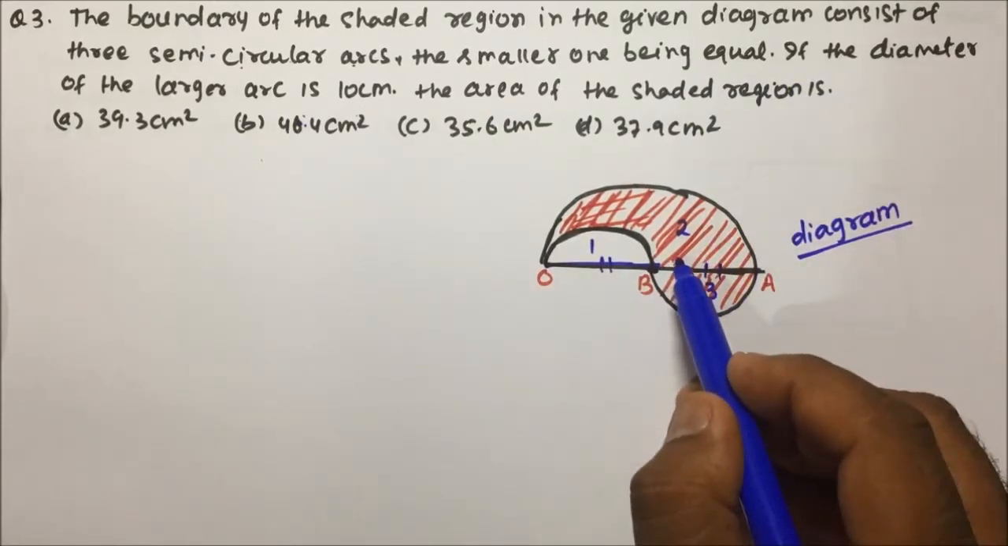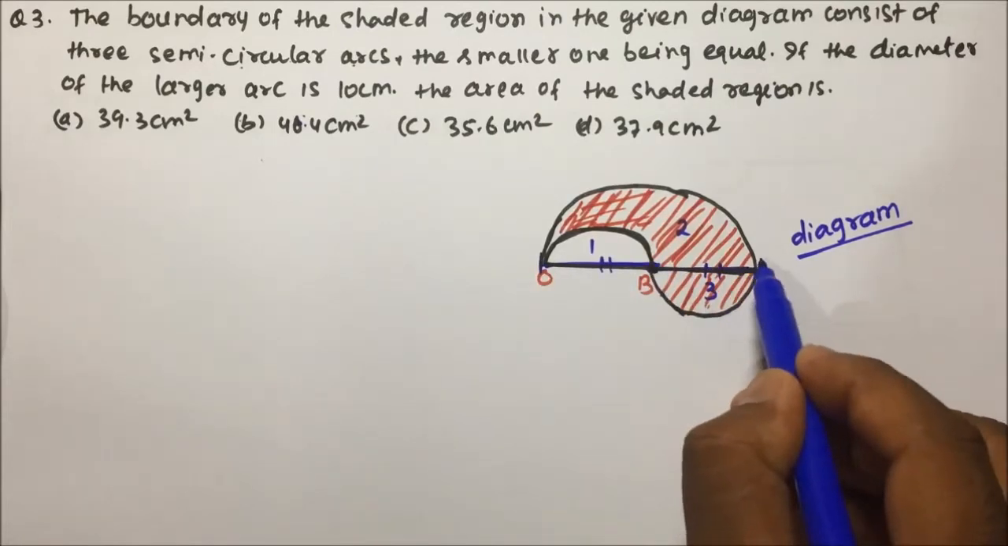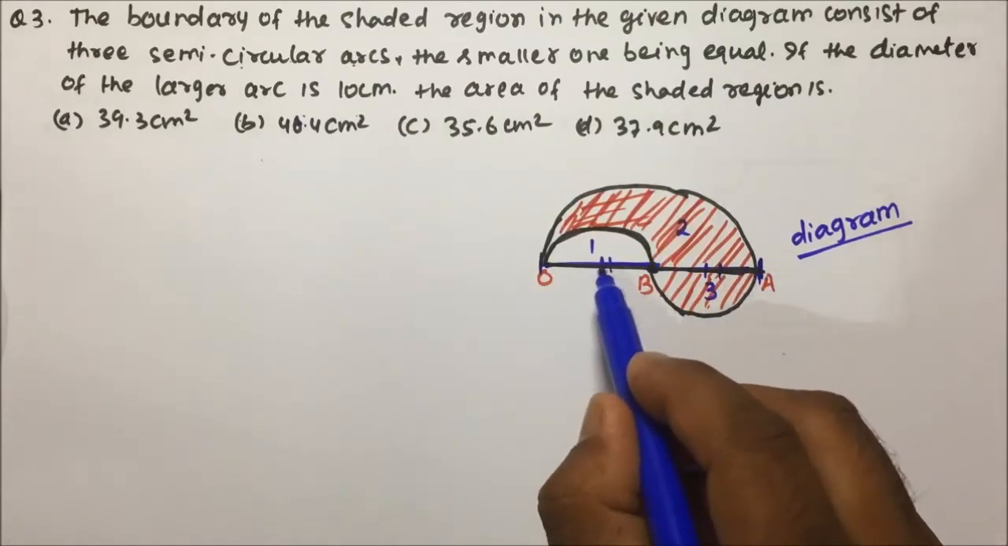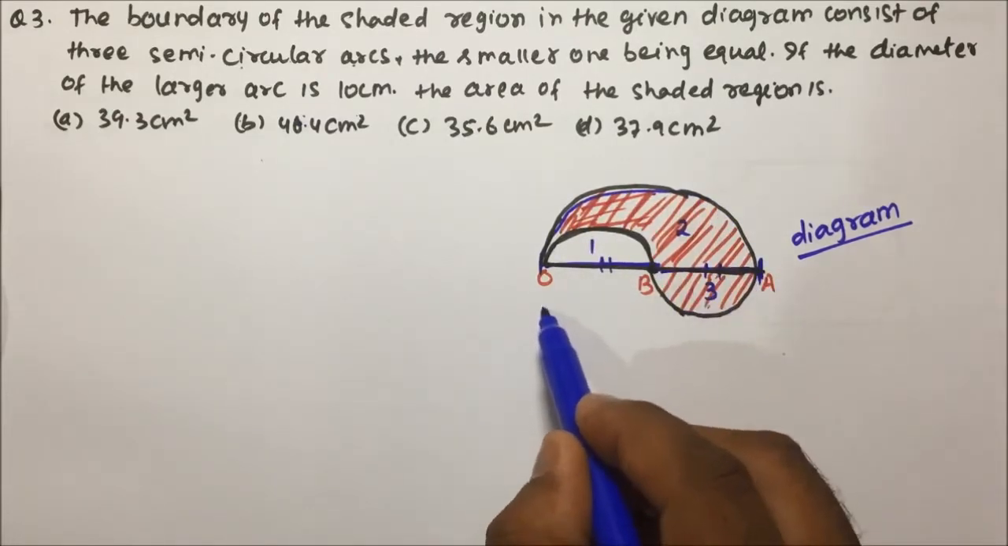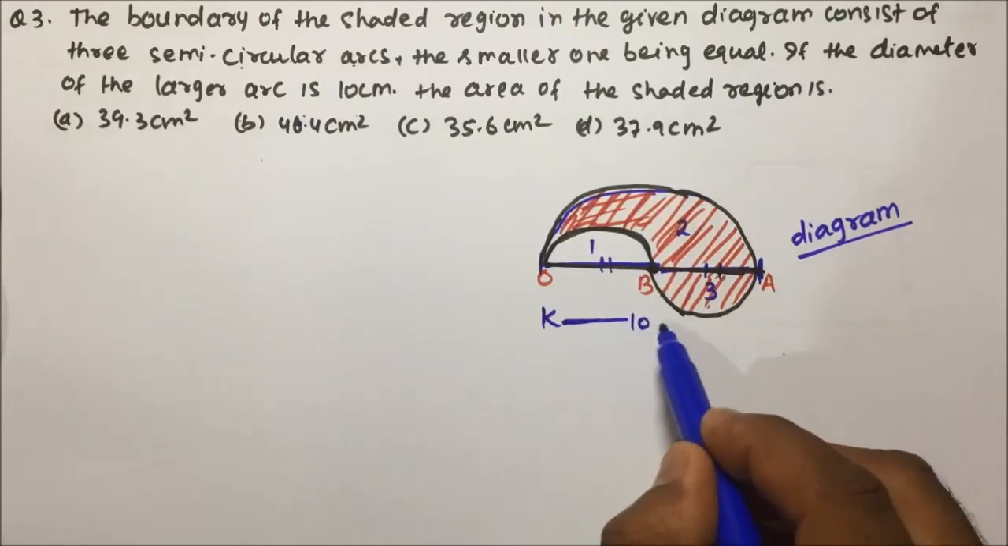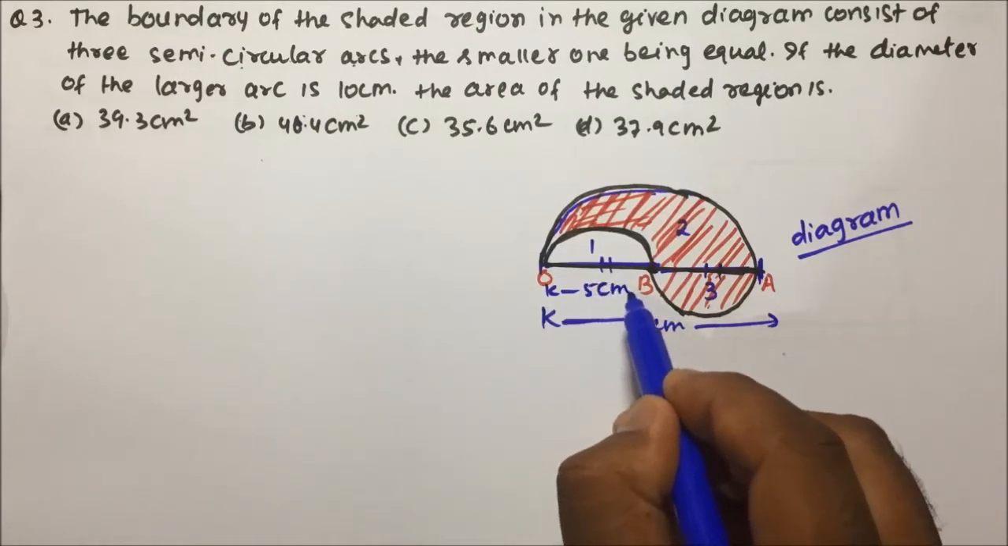If the diameter of the larger arc is 10 centimeter, so what will the diameter be? See, this is your semicircle. So this will become the radius and this will become the diameter. So the diameter is nothing but 10 centimeter. So if the diameter is 10 centimeter, then the radius will become 5 centimeter.